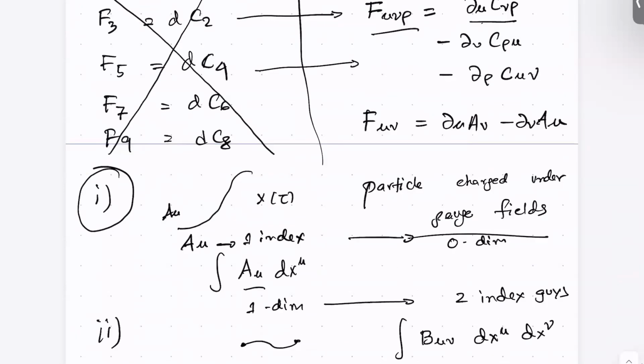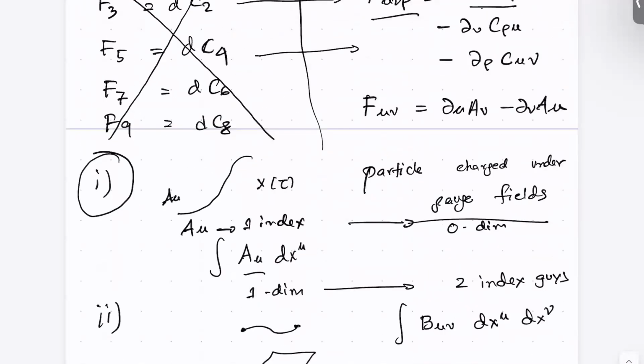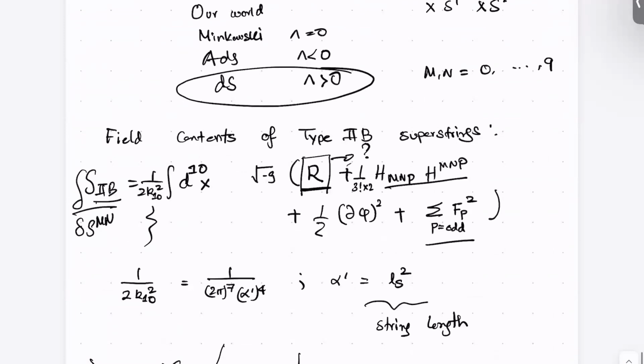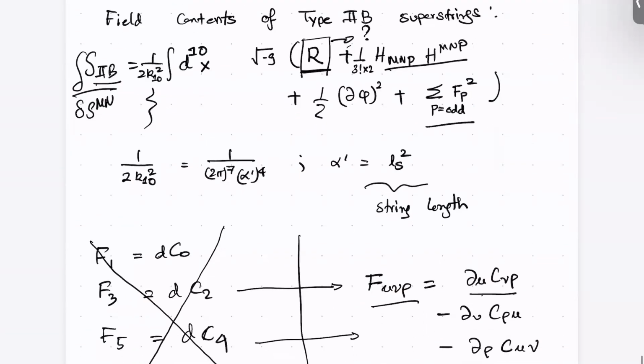So I advise you to look at pages 25 to 29 of this note. After you're okay with arriving at the action of type 2B string theory, which you can do from Tong's notes, or you can just accept that there is this action, we are given actions free of cost in QFT courses. So I give you this action free of cost. Now you do physics with it.